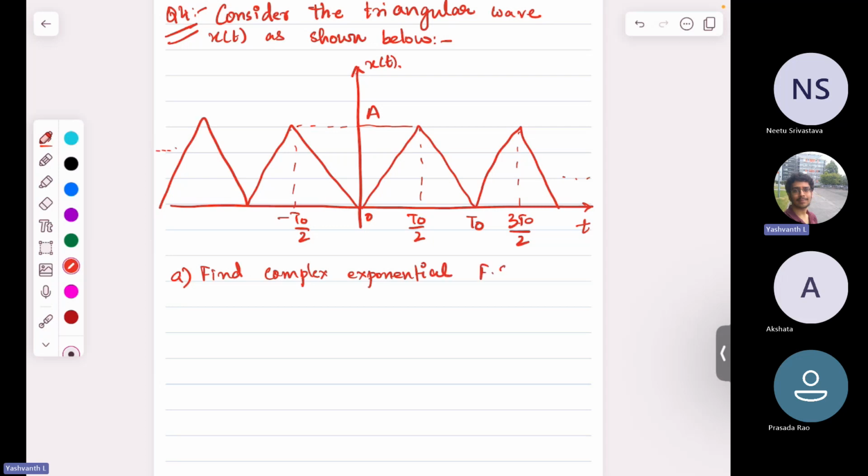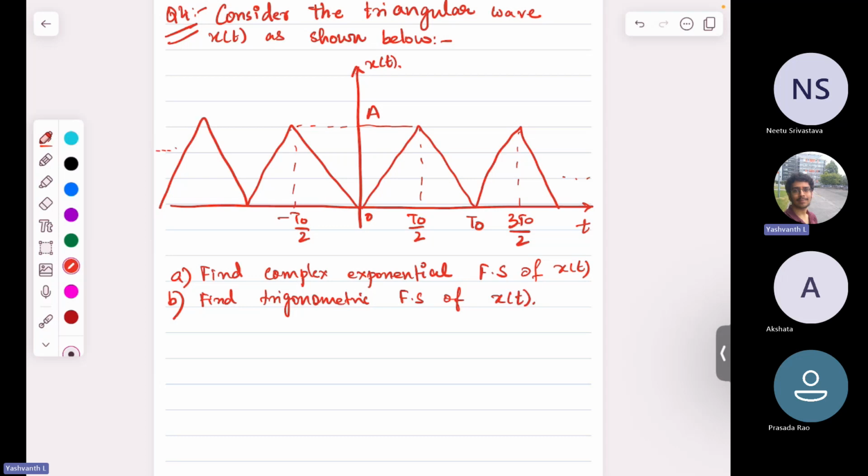The question is, A, find the complex exponential Fourier series, and B, find the trigonometric Fourier series of x of t. Basically, again, this is a periodic signal, and I want you to find the Fourier series expansion.